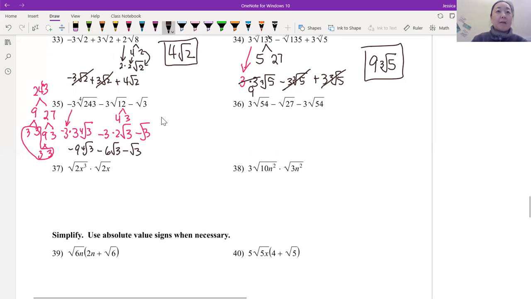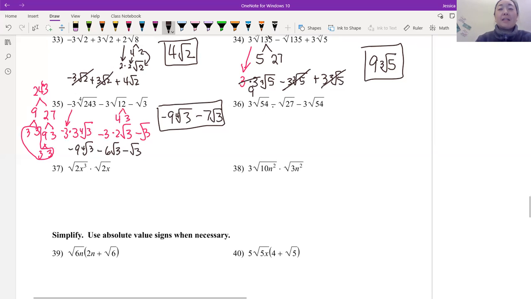So this is all we're going to have left: negative 9 fourth root of 3, and negative 6 minus 3 is minus the square root of 3. Negative 6 square root of 3 minus square root of 3 is going to be negative 7 square root of 3. That's it.